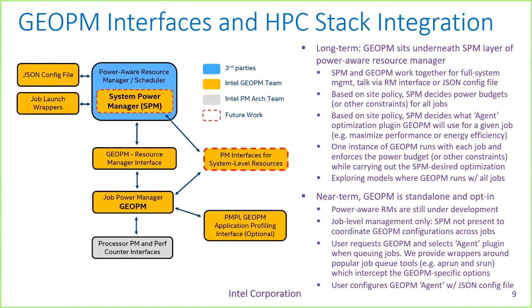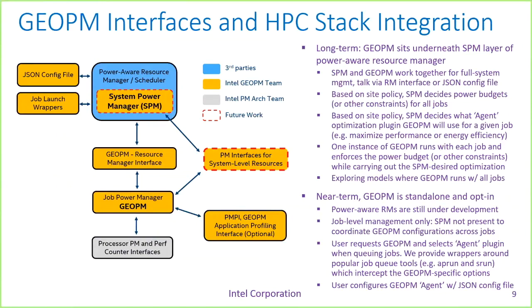We provide an API with GEOPM called the GEOPM to Resource Manager interface. That's one way they can talk dynamically. Another that's more static in nature is a JSON config file interface. And based on the site policy, the SPM can decide how much power to allocate to different jobs or what constraints to set on the operation of each of the jobs in the system.